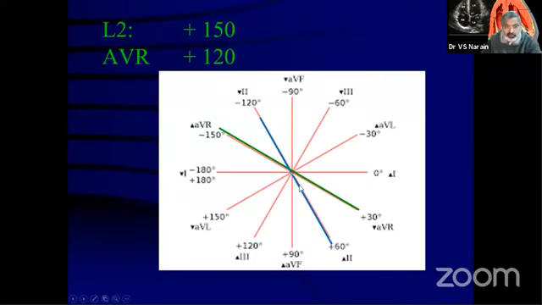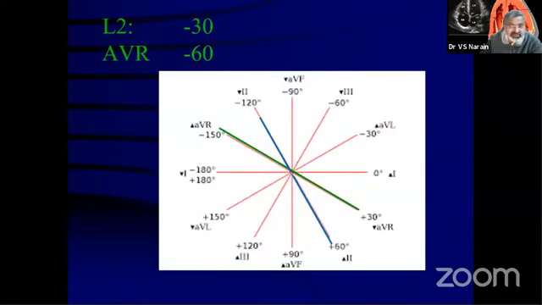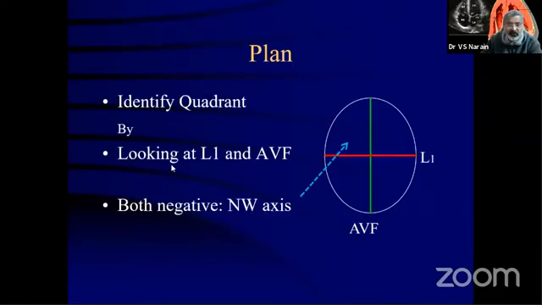If it is lead 2, you are dealing with 150. So if your equiphasic complex is in lead 2, you're dealing with 150. And if your equiphasic complex is in aVR, then you're dealing with 120. Because if it is aVR, then this means that you will have an equiphasic or a small complex in this lead, because the axis is at right angles to aVR. If your axis is at right angles to lead 2, you have an equiphasic complex in lead 2, and the axis is 150.